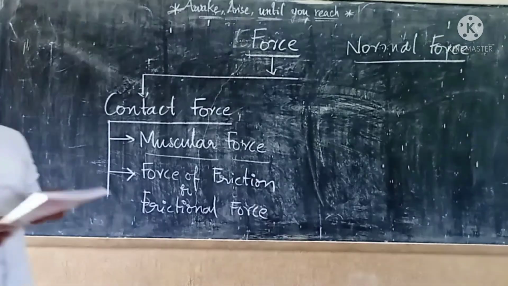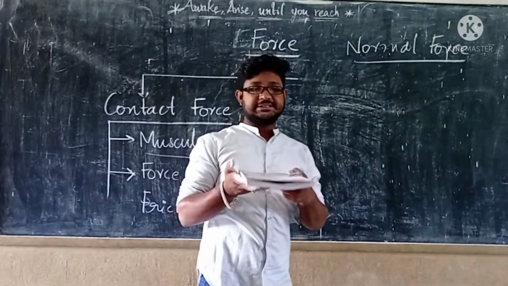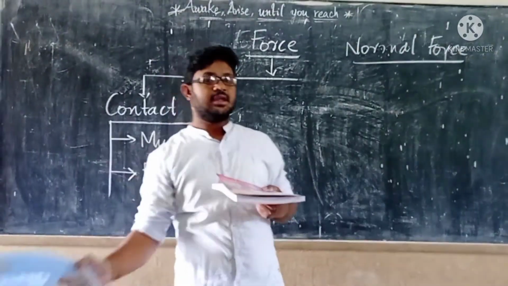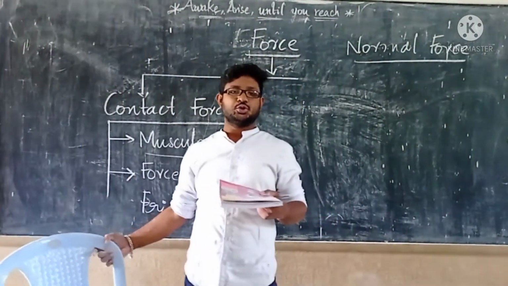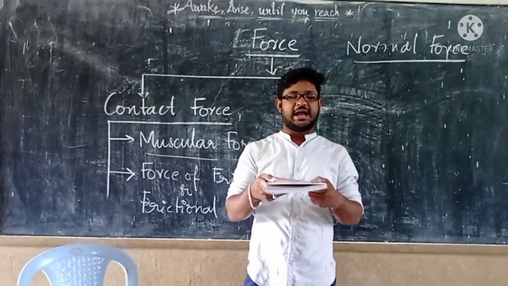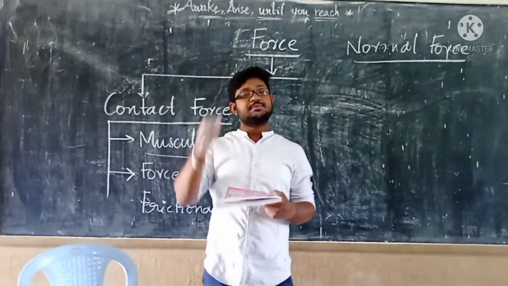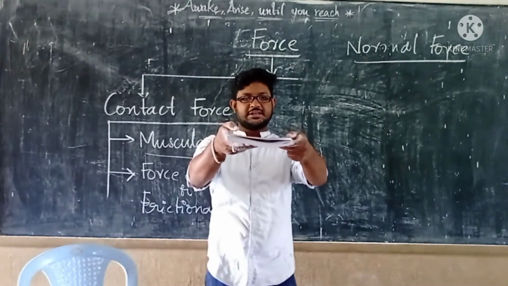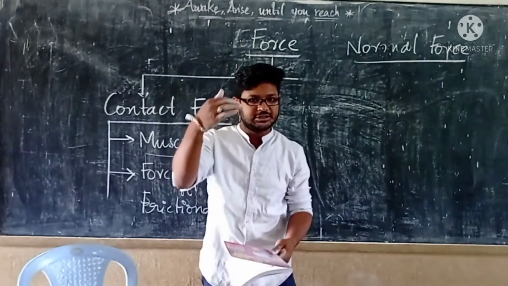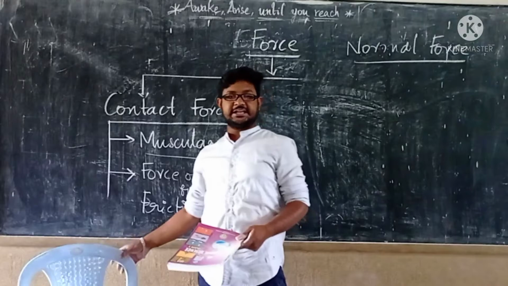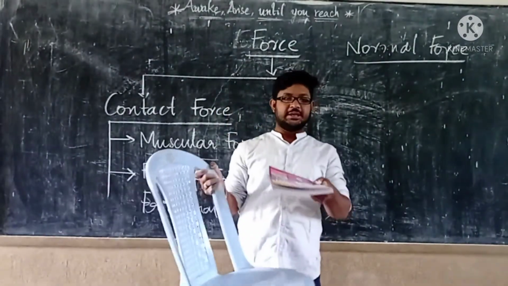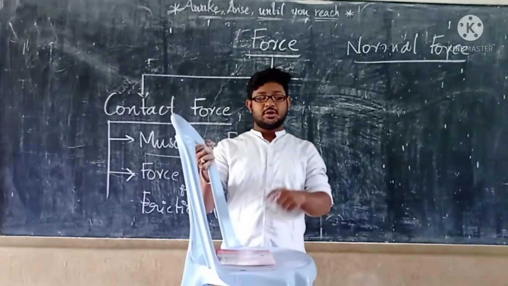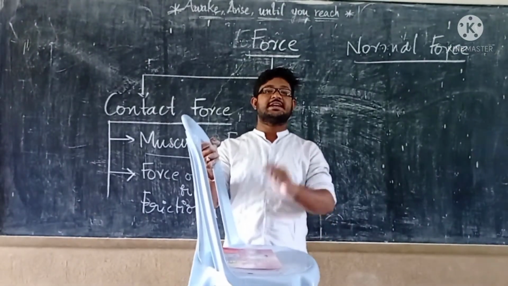For example, I am placing this book on the table or the chair. Just imagine I have taken two things here: one is the book and another one is the chair. I am now just dropping this book. What happens? It falls down. At the same time, if I keep the book on the chair, now it is not falling down. It is on the chair.